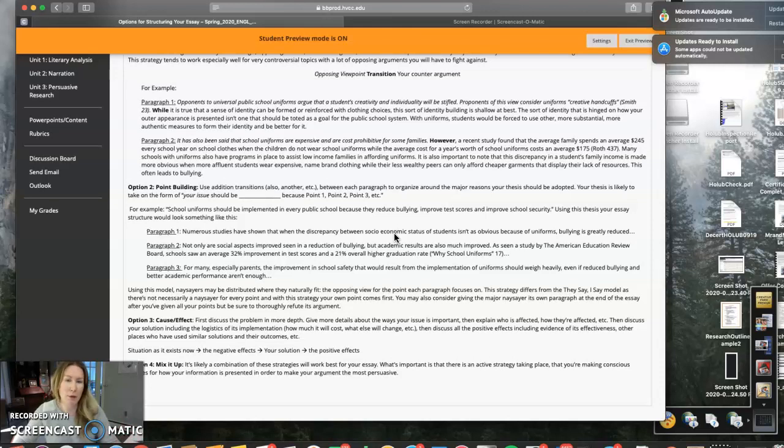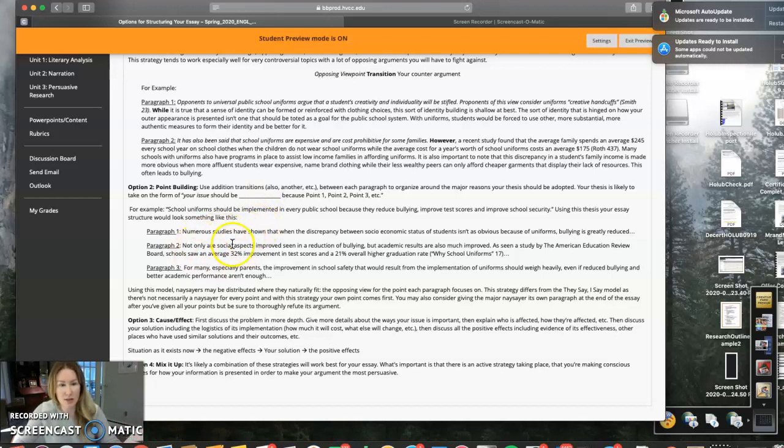Option 2 is point building. So this may be helpful if you just have a lot of points and it's not something that's necessarily controversial. Maybe it's something that people aren't typically well versed in. So you're just using this stacking essentially of here's a reason, here's another reason, here's another point, and so on. So continuing with this focus on traditions, you're going to use addition transitions, not as many contrasting transitions. Also, another, and so on. So you want to think of each paragraph as being a subsequent point.